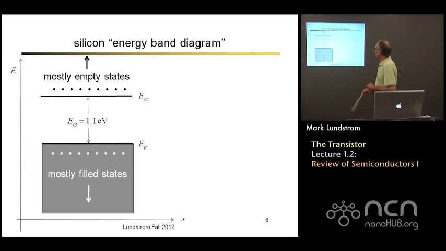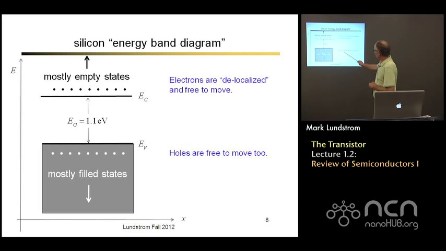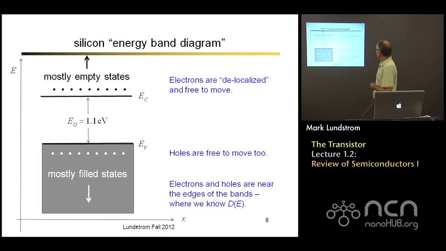Okay, now I want to talk about something else we'll call an energy band diagram. We're going to be spending a lot of time looking at energy band diagrams. And what do we mean by energy band diagram? So the electrons are delocalized and free to move. The holes are too. And that means everything is happening near the band edges where we know the densities of states. So it's very useful to plot the conduction band versus position and the valence band versus position, and then we can get an intuitive feel for how the electrons and holes are moving throughout the silicon crystal.